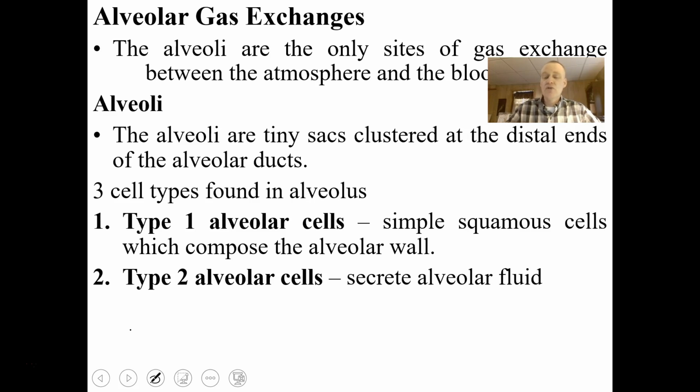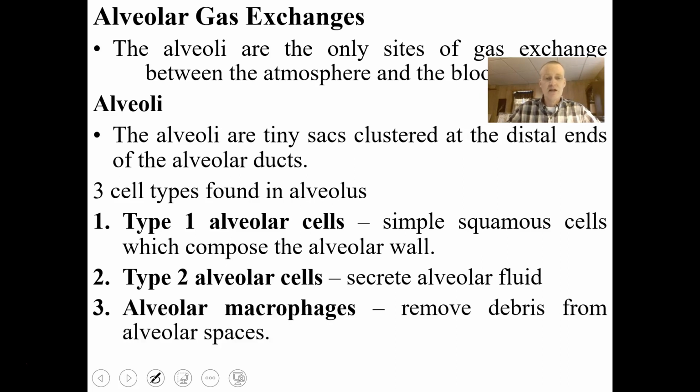When you exhale and the alveoli decrease in size, this fluid doesn't allow the walls of the alveoli to stick together, thus collapsing the alveolus altogether. The alveolar macrophages are also an important part of the alveoli, and they're going to remove debris from the alveolar space. They can also remove microorganisms as well.